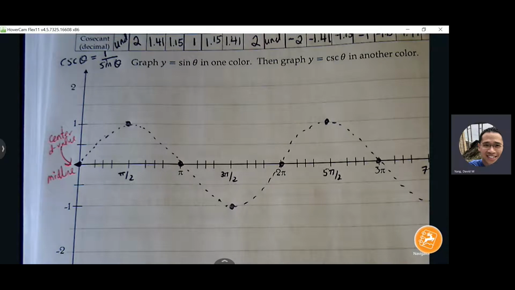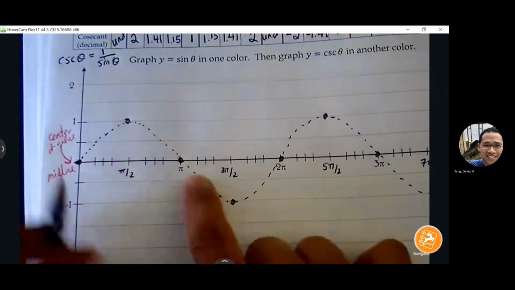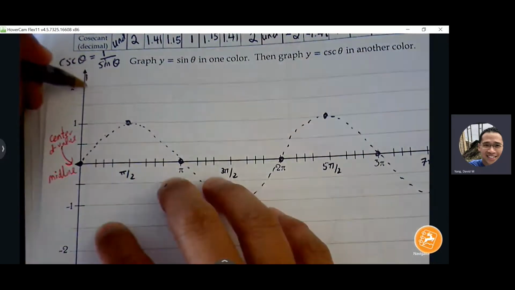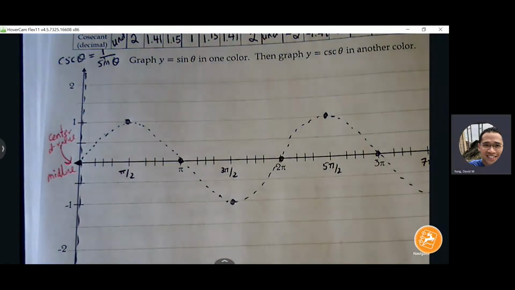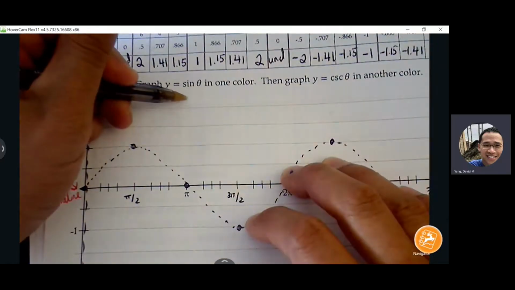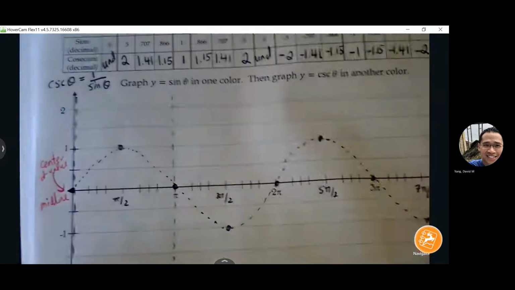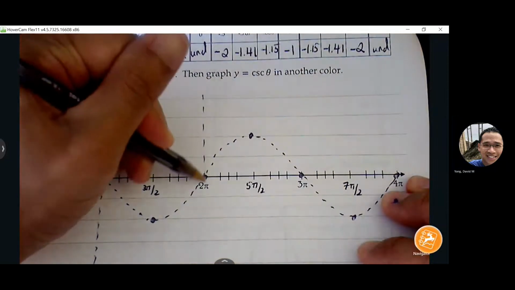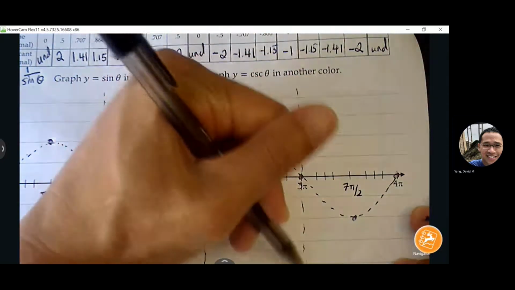So I want us to create a dotted line, a vertical asymptote, wherever you see those intersections with 0. So we see an intersection with 0 at 0. So go ahead and put a dotted line here. Okay. Where else do you see intersection with 0? Yep. So make a dotted line here. Vertical asymptote. 2 pi as well. 3 pi, and 4 pi.